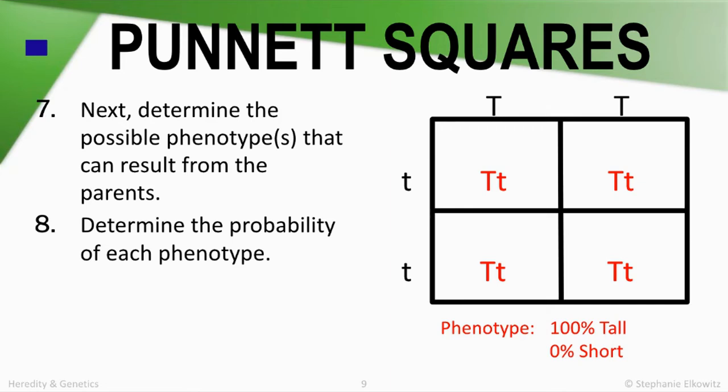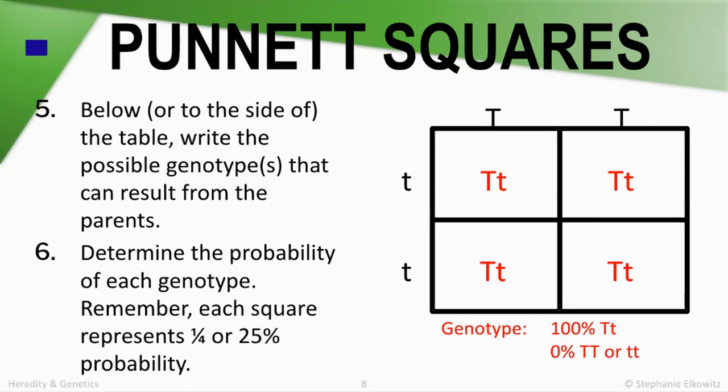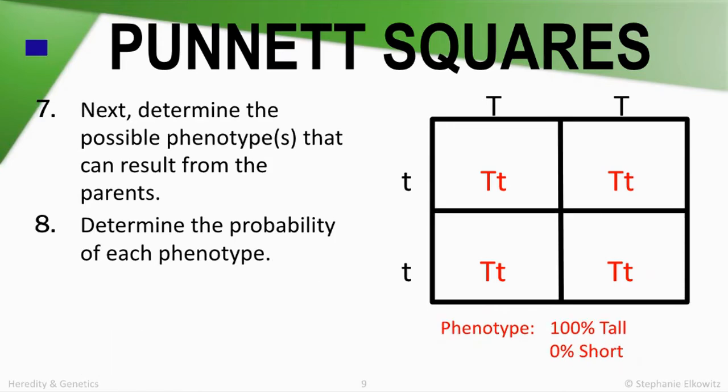And if I flip back to that last slide, genotype, it's 100% capital T, little t. My phenotype, same thing, 100%. What's capital T, little t? Tall. All right, that's how you're going to take this Punnett square. You're going to go from parent 1 to parent 2, fill out the square, and then you're going to have your genotype and your phenotype.